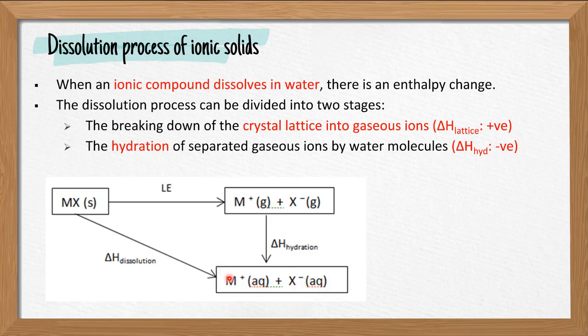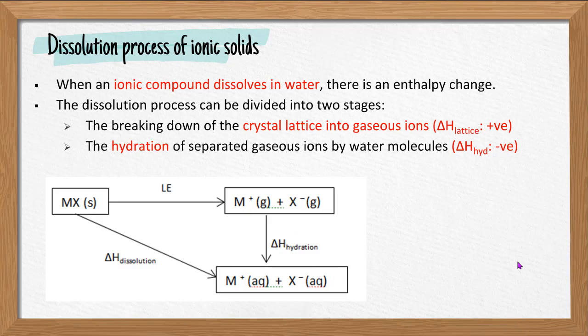But in actual, this process involves two stages. First, we want to break down this solid ionic compound into its respective gaseous ions. The breaking down process requires energy, so this one will be a positive value. Then we have these gaseous ions formed. After that, we need to hydrate all these gaseous ions. M+ gaseous ion will become M+ aqueous, gaseous ion into aqueous ion, similar for X- into X- aqueous. You're only changing the phases.